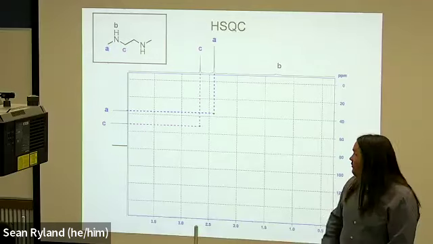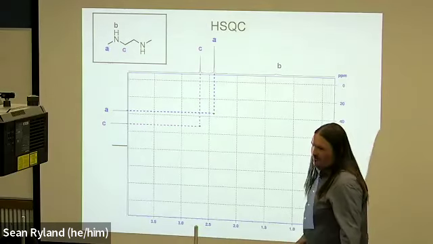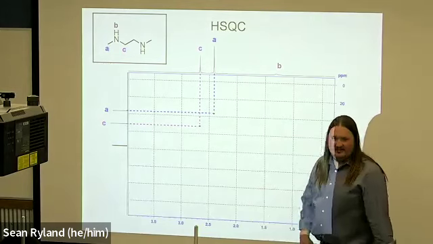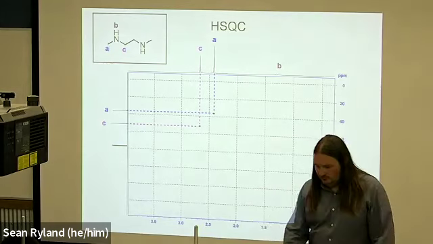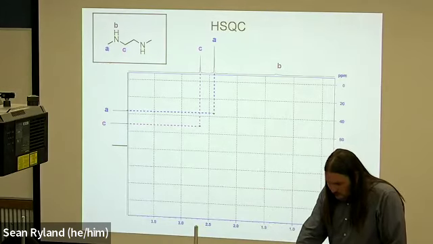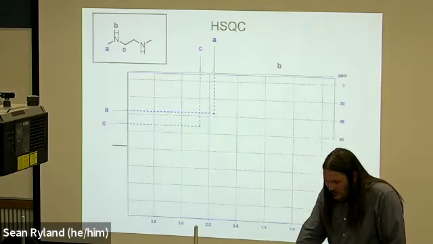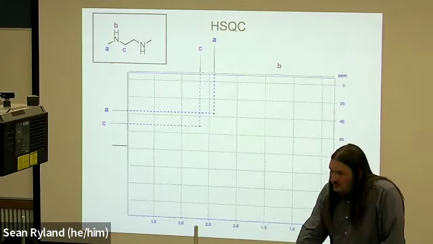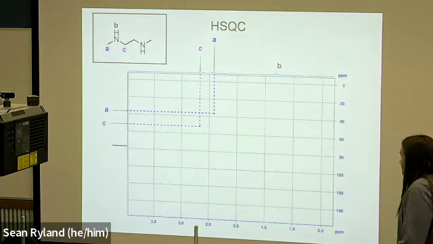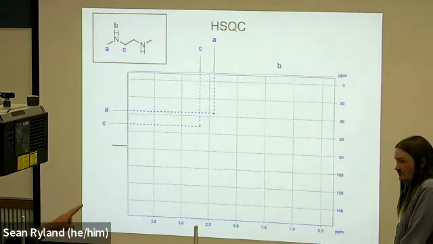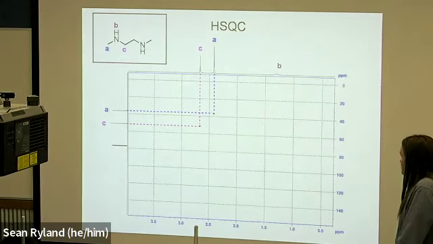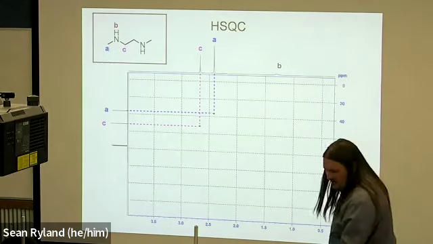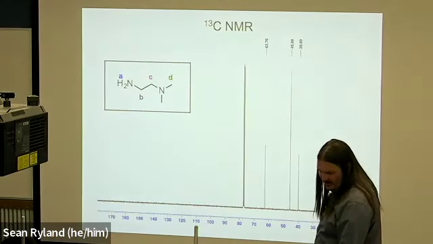Right, and again, no diagonal line here. We're not looking at them coupling with themselves, so the diagonal line doesn't mean anything. Will all the points necessarily show up on a diagonal line with this kind of thing, in the HSQC? Not really. Let's look at the more complicated one here in a second.